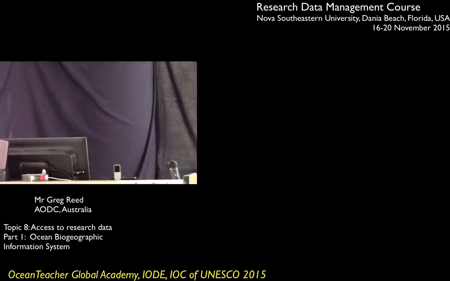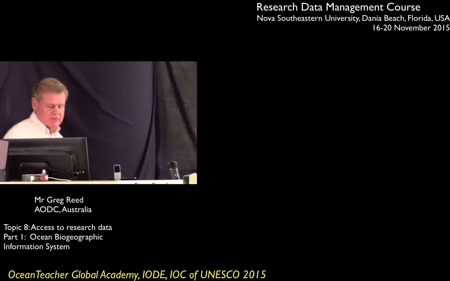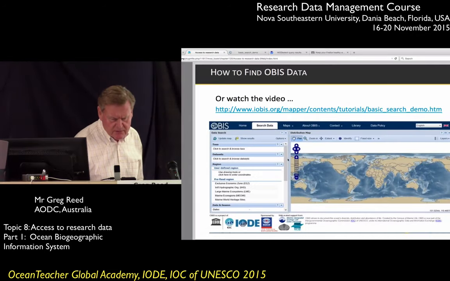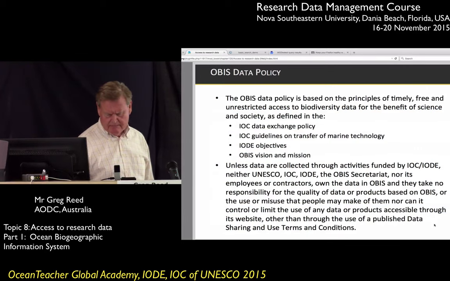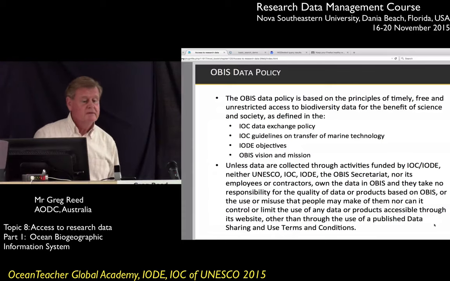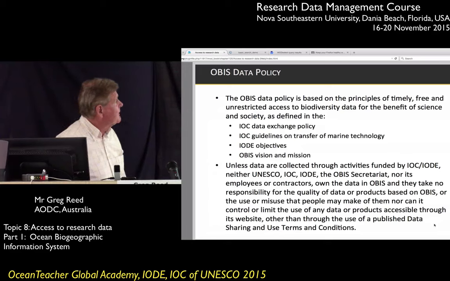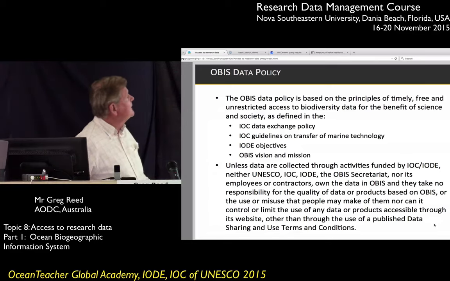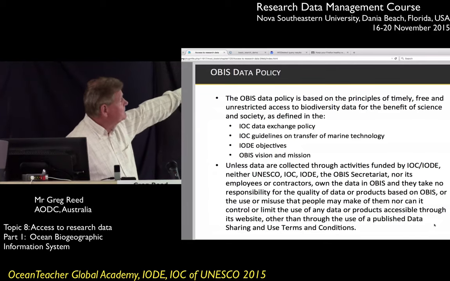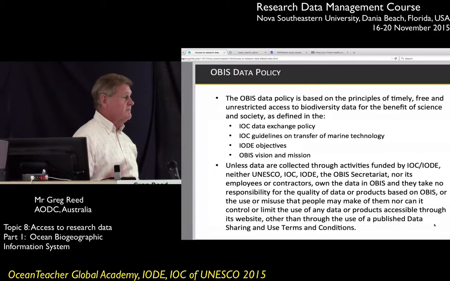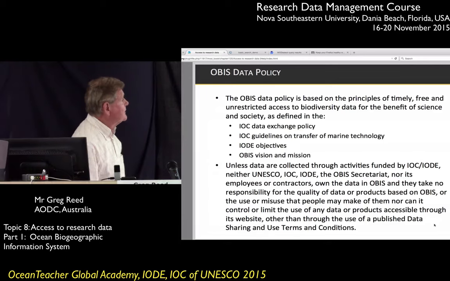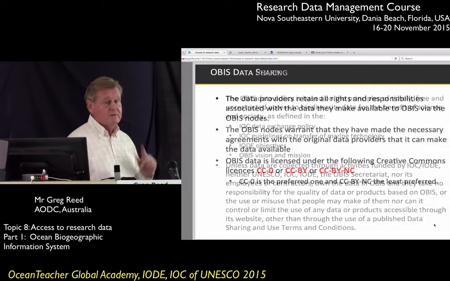Okay, so just a brief introduction. You're going to actually do an exercise, having a look at this shortly. So OBIS has a data policy. The data policy is based on the principles of timely, free, and unrestricted access to biodiversity data for the benefit of science and society. Unless data are collected through activities funded by the IOC, this is just a caveat they put on here that they take no responsibility for the quality of the data, because OBIS is a portal. They're getting data from a number of institutions and organizations around the world. So they're just putting a caveat on here saying that they're not responsible for the quality of the data or products within OBIS.